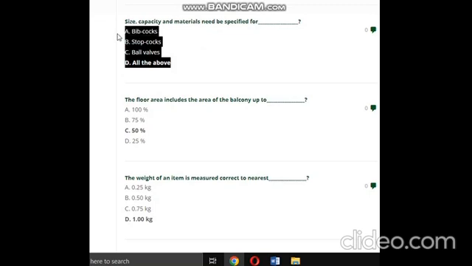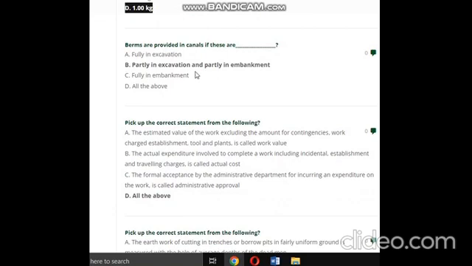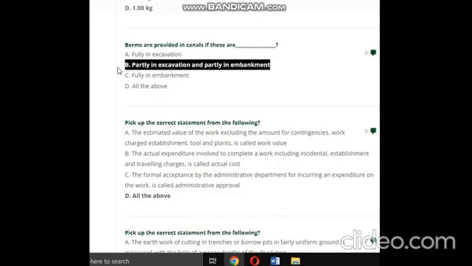Bib cocks, stop cocks, ball valves. The floor area includes the area of the balcony up to 50%. The weight of an item is measured correct to the nearest 1.00 kg. Berms are provided in canals if these are partially in excavation and partially in embankment.